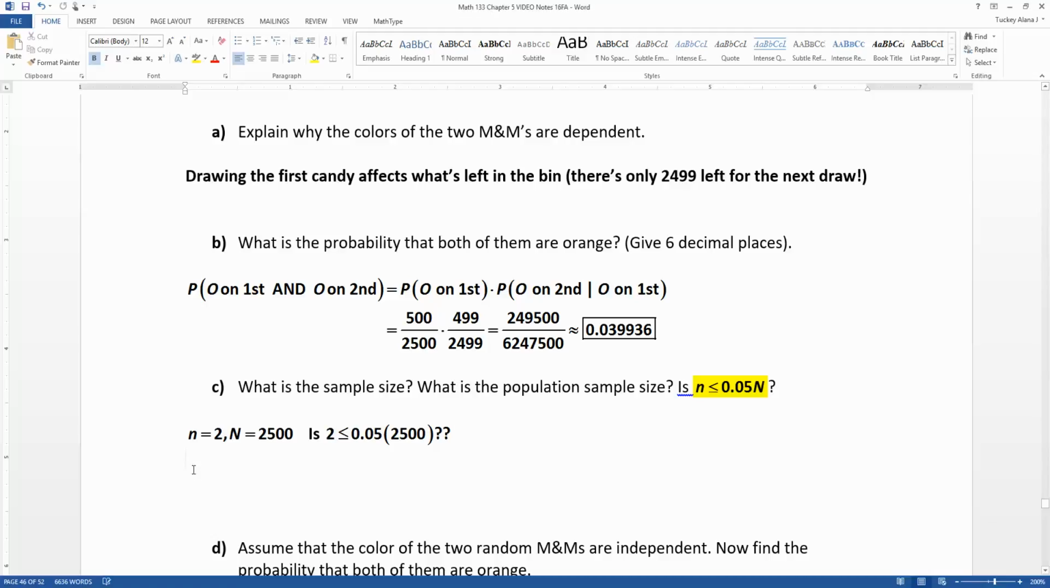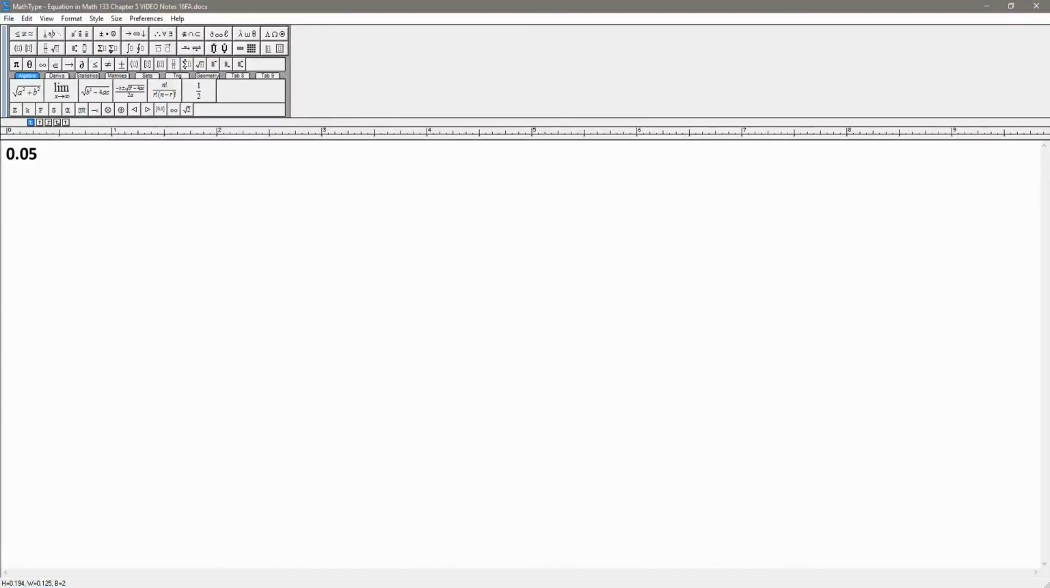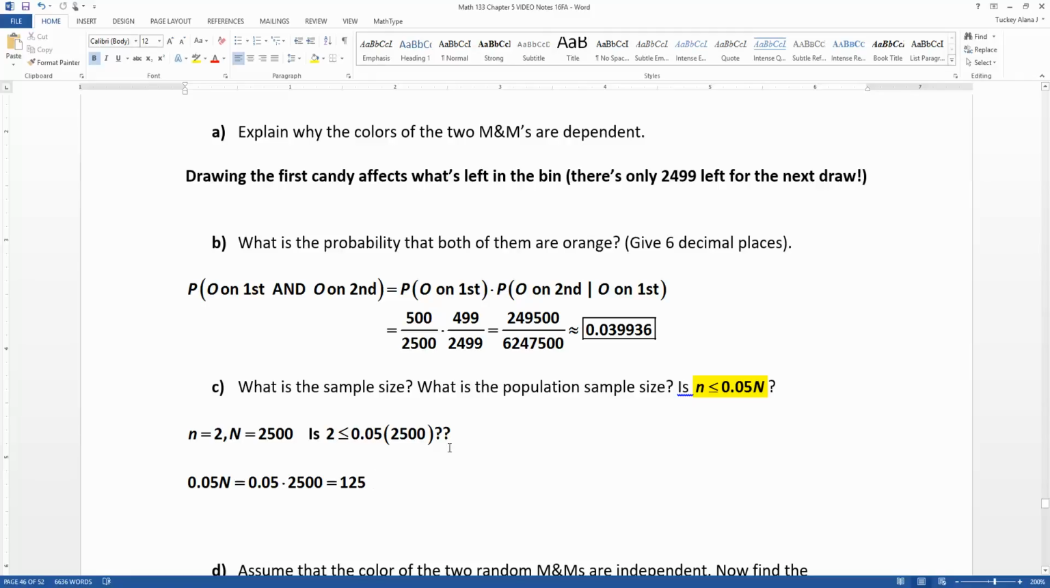I'll do it right down here. So let's see. 0.05 capital N is equal to 0.05 times 2,500, which according to my calculator is 125, right? 2 is definitely less than 125. So yes, 2 is less than 125. Therefore, little n is in fact less than or equal to capital N. So there's the answer to the third part.